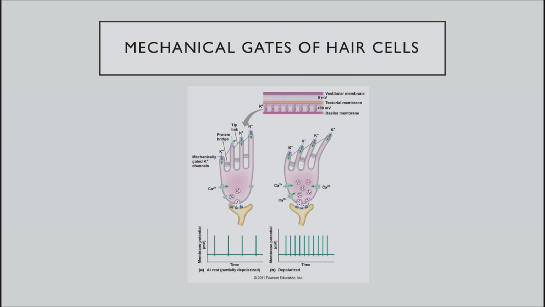At rest, mechanically gated potassium channels are partially open. Partial depolarization will open calcium channels, causing neurotransmitter release from the hair cell. Stereocilia are mechanically bent to allow potassium channels to open, causing depolarization of the cell. This causes action potentials to fire more rapidly.